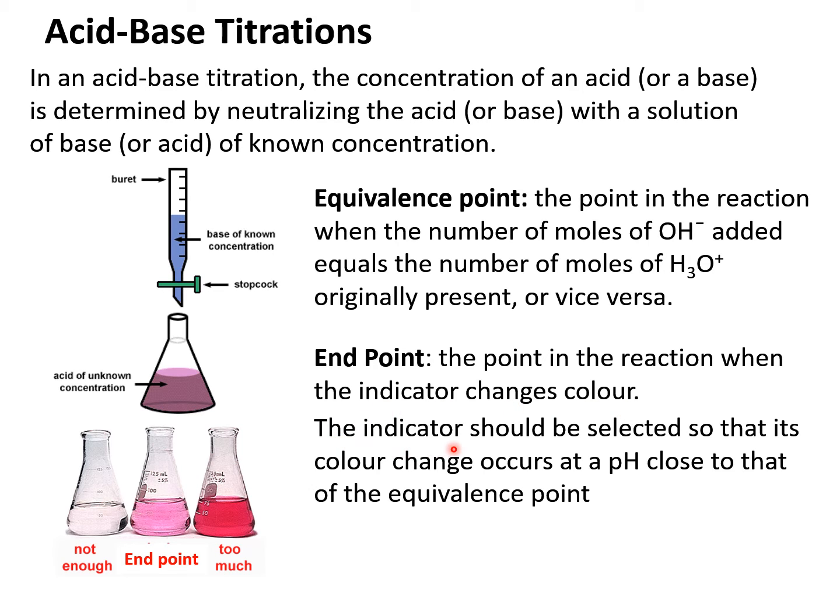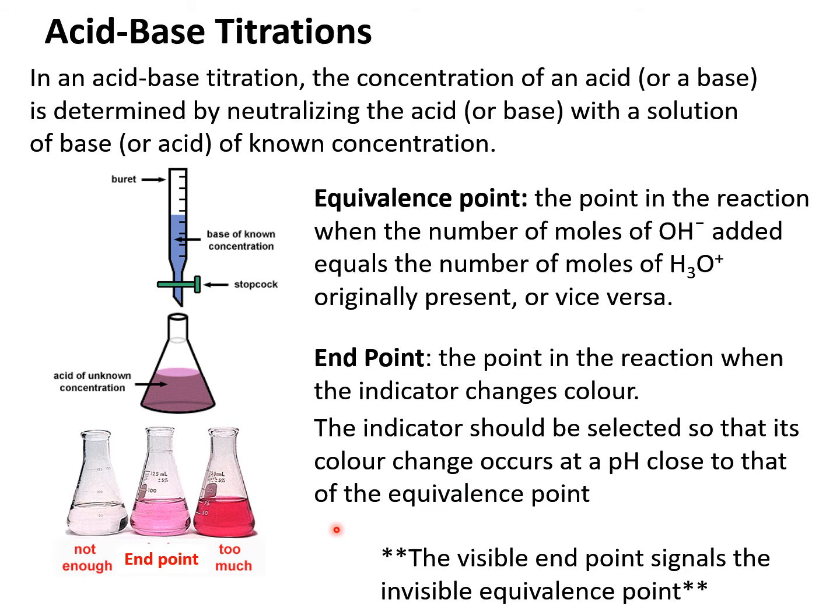The indicator should be selected so that the color change of the indicator coincides at or very close to the pH of the equivalence point. And so the visible endpoint, or color change, signals the invisible equivalence point in our titration.